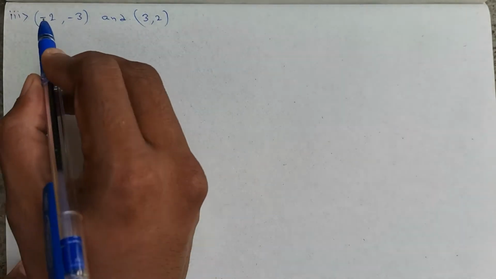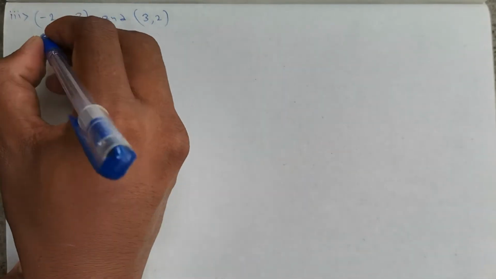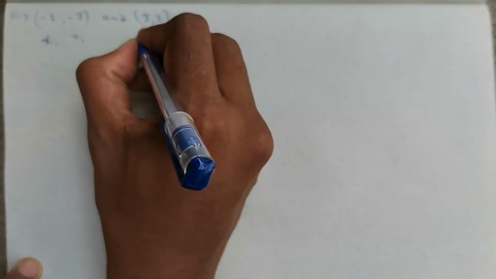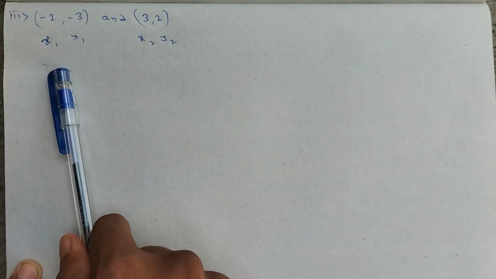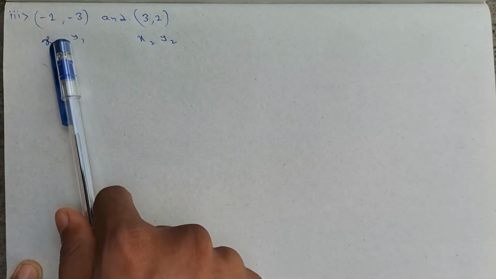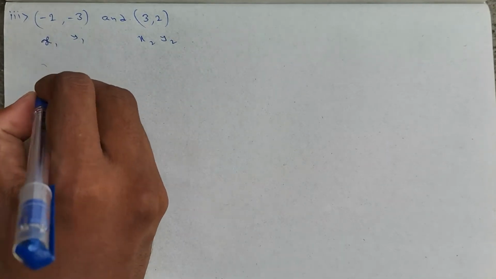The next one is (minus 2, minus 3) and (3, 2). So this I am taking as x1, y1 and x2, y2. Instead of taking this as x1, y1, if you take this as x1, y1 and this as x2, y2 also, you will get the same answer. So let us substitute in the formula.